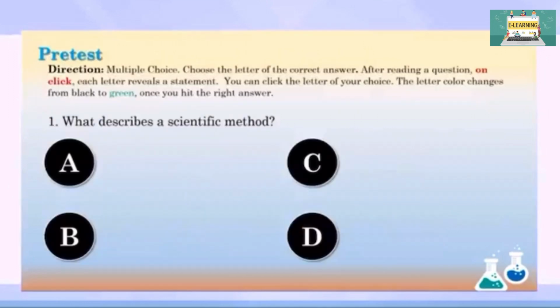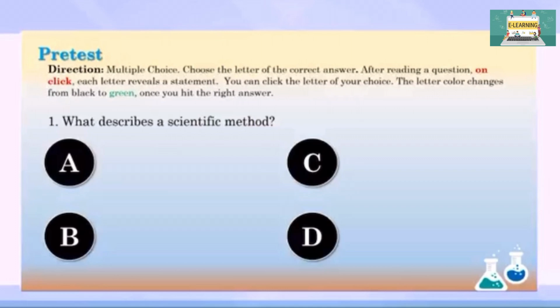Allow me to give you a pre-test. This is a multiple choice type of test. Choose the letter of the correct answer. After reading a question, on click, each letter reveals a statement or your choices. You can click the letter of your choice. The letter color changes from black to green once you hit the right answer. Let us have number 1.